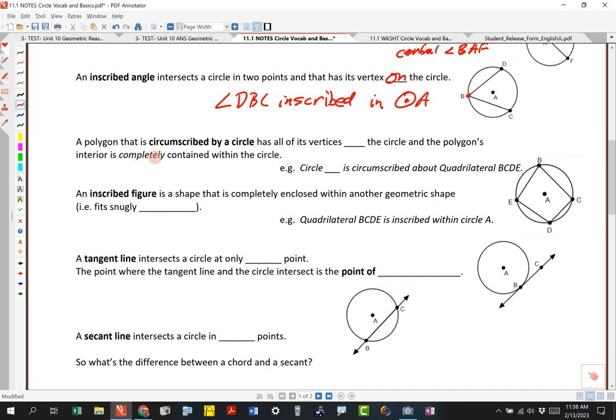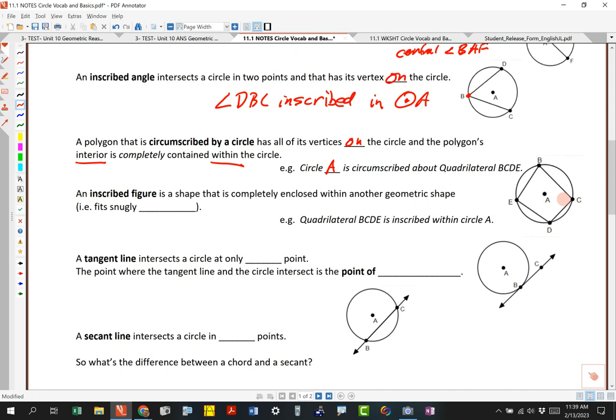Okay, and then let's talk about this word scribed again. A polygon that is circumscribed by a circle, okay, has all of its vertices on the circle. And the polygon's interior is completely within the circle. So the circle is entirely on the outside. The polygon is entirely on the inside. And there are kind of two ways to say this. So circle A is circumscribed about the quadrilateral. You can see that this circle right here, with its center of A, is circumscribed. It's on the outside. So circumscribed is it's on the outside.